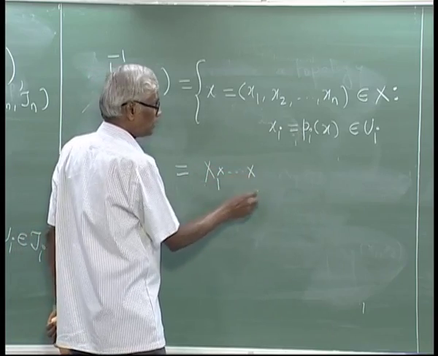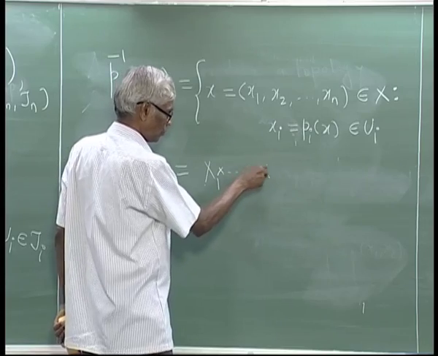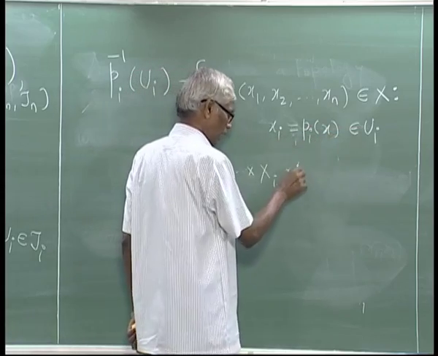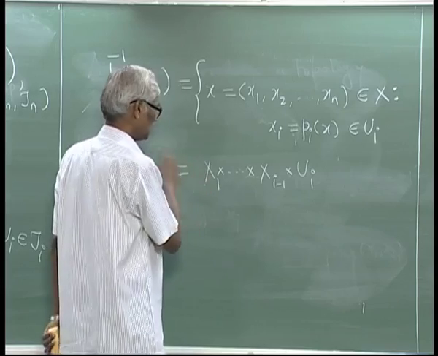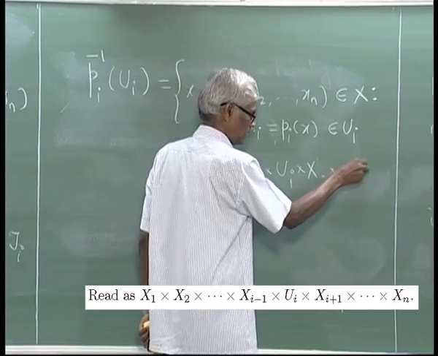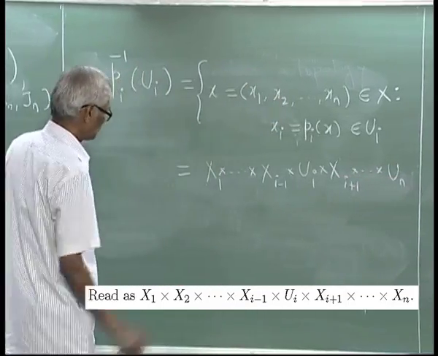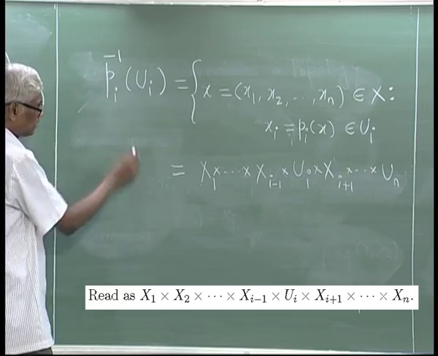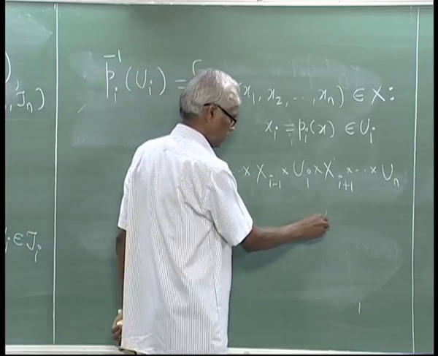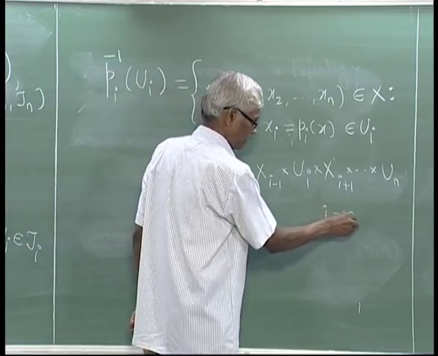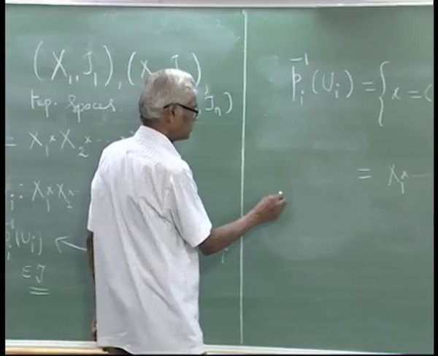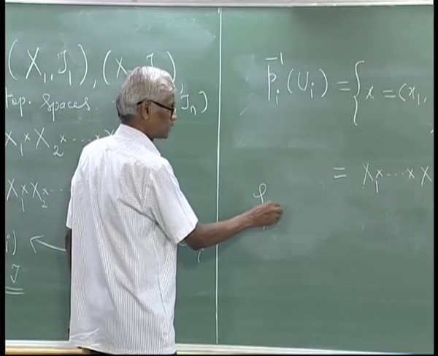cross ... X(i-1), then the ith place should belong to Ui, cross X(i+1) cross ... cross Xn. So this is pi_i inverse of Ui equal to this set, where i varies from 1 to n. In fact we collect, we call it script S_i.